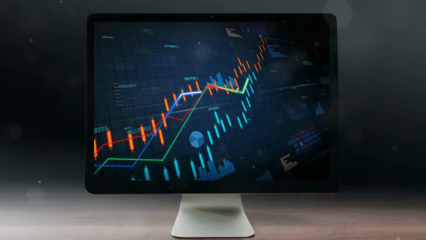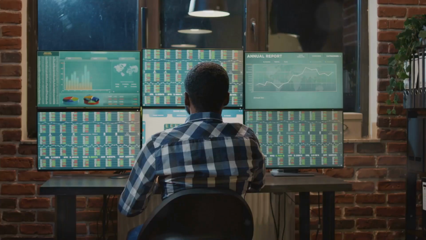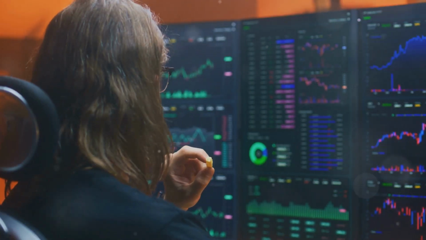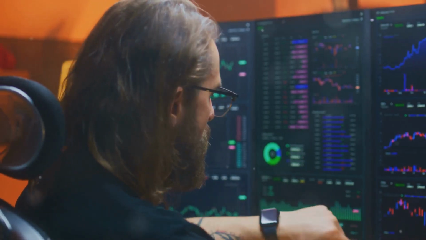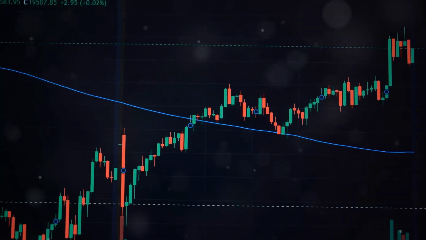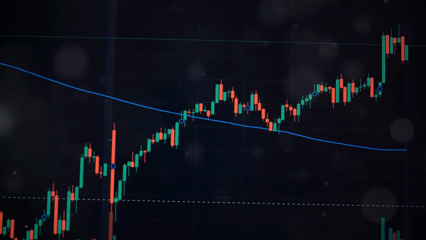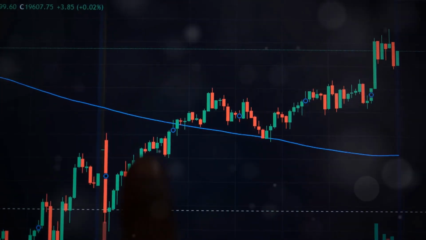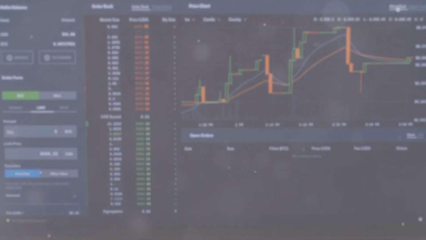Have you ever noticed how history tends to repeat itself? Well, the same goes for the Forex market. Chart patterns are like footprints in the sand, showing us where the price has been and, more importantly, hinting at where it might be going. One classic pattern is the head and shoulders, which, as its name suggests, looks like, well, a head and shoulders. It usually signals a reversal of the current trend.